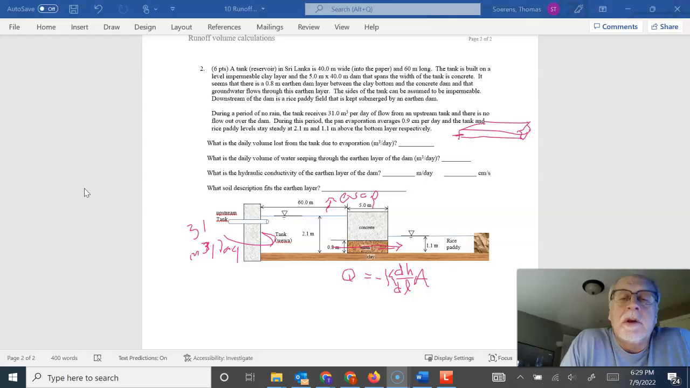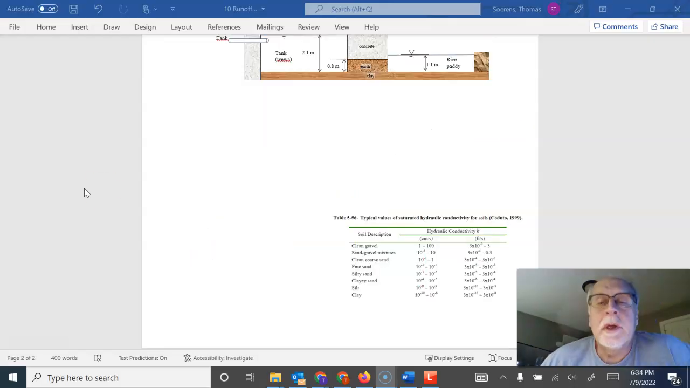You have the area. You solve for the hydraulic conductivity, and then check this table down here to see what description fits the hydraulic conductivity you found. And notice here there's a couple orders of magnitude for all of these. And they overlap. So based on that, come up with what type of soil it is. All right.